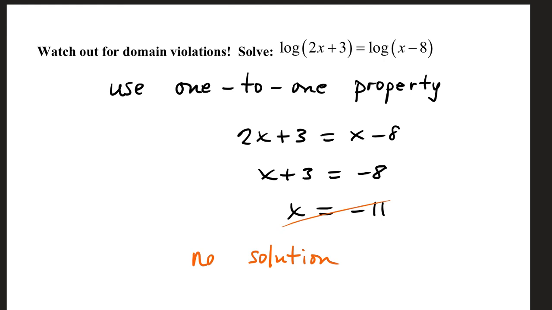The problem is negative 11 creates negatives in your logarithmic terms in the original problem. And since there's only one candidate, but it fails, there's no solution to this equation. In class, I graphed each side of the equation as separate graphs, and those graphs never did intersect.